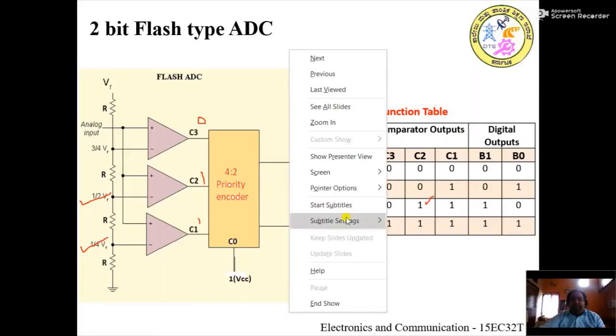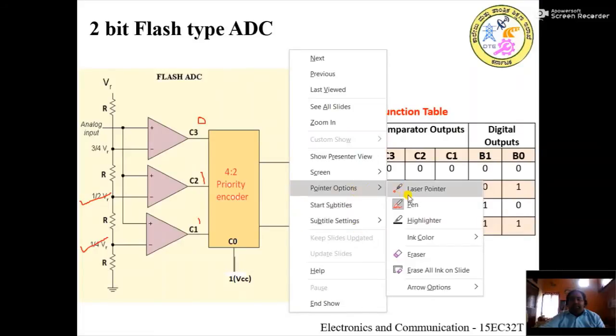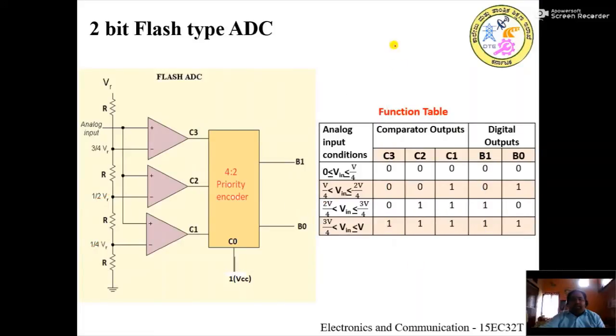Similarly, the last case. In the last case, the unknown analog input voltage is greater than 3V by 4, in the sense it is greater than the third reference voltage also. So in such a case, what would be the result? Let's see the operation. The unknown analog input voltage is greater than V by 4, greater than 2V by 4, as well as greater than 3V by 4.